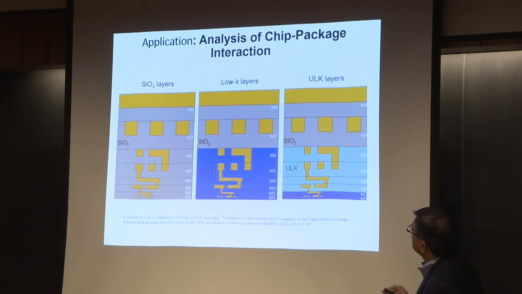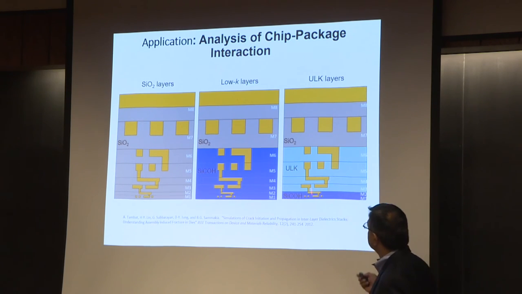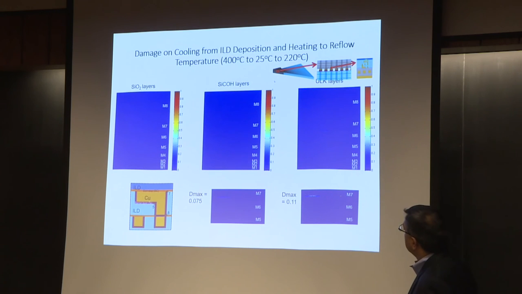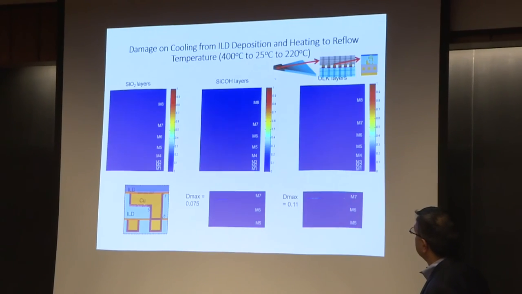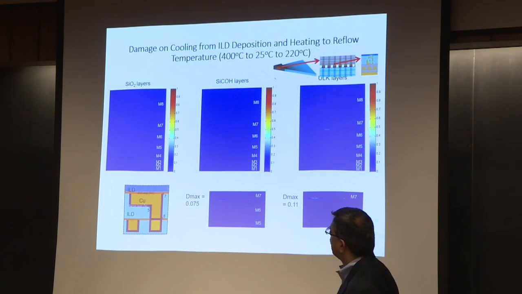And there was a situation that we were trying to analyze. Given 3 material sets, industry wants to go to this material set. They are at this material set. They were at this material set. And when you go to this, the question is, where would the crack initiate? How would the crack propagate? And here is a simulation of damage. What you see is that those corners at the interface between the oxide and the ultra-low K dielectric are what the simulation says would be potential locations where the cracks would initiate.